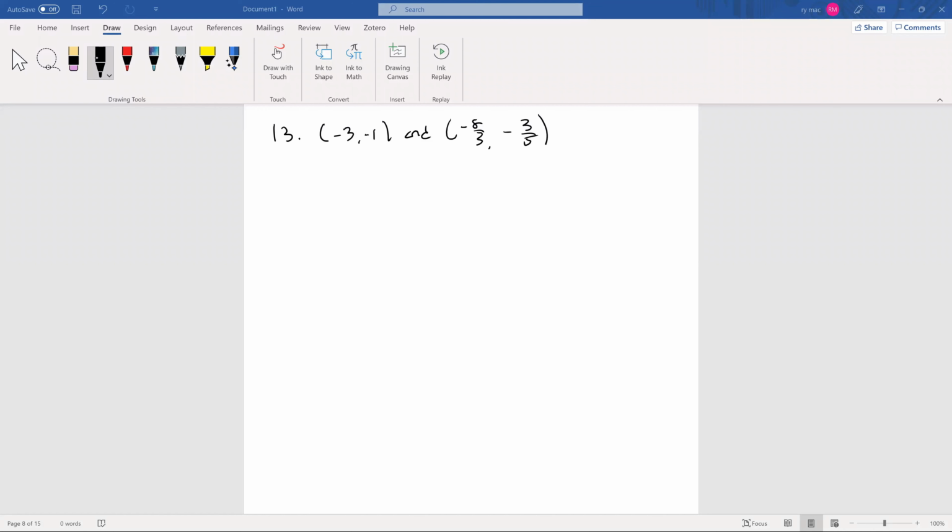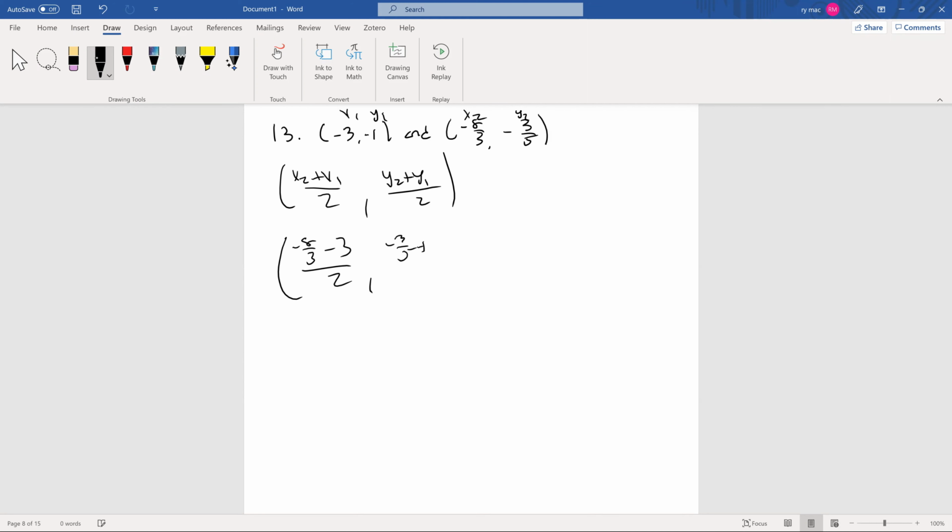All right, number 13 is same concept, different question. Find the midpoint of the line segment whose endpoints are given. So the 2 points are (-3, -1) and (-8/3, -3/5). So the midpoint, how you find those, you're basically taking the average between them. So it's going to be (x2 plus x1) over 2, comma (y2 plus y1) over 2. Once again, just make sure to label them correctly. And then plug in. So we get (-8/3 minus 3) over 2, comma (-3/5 minus 1) over 2.